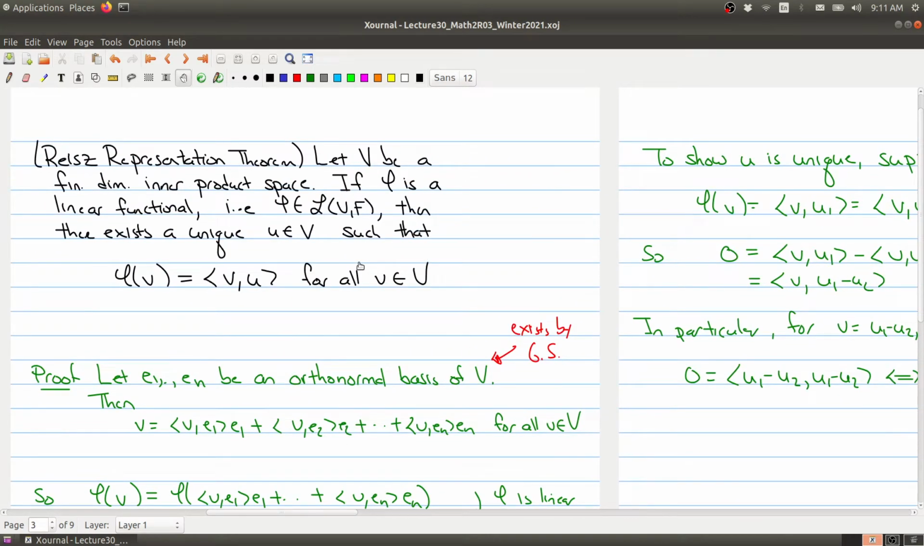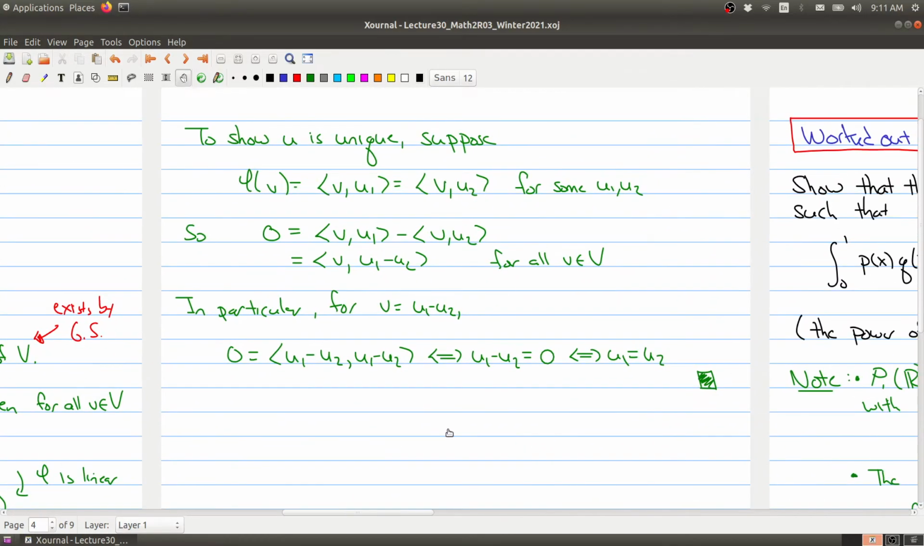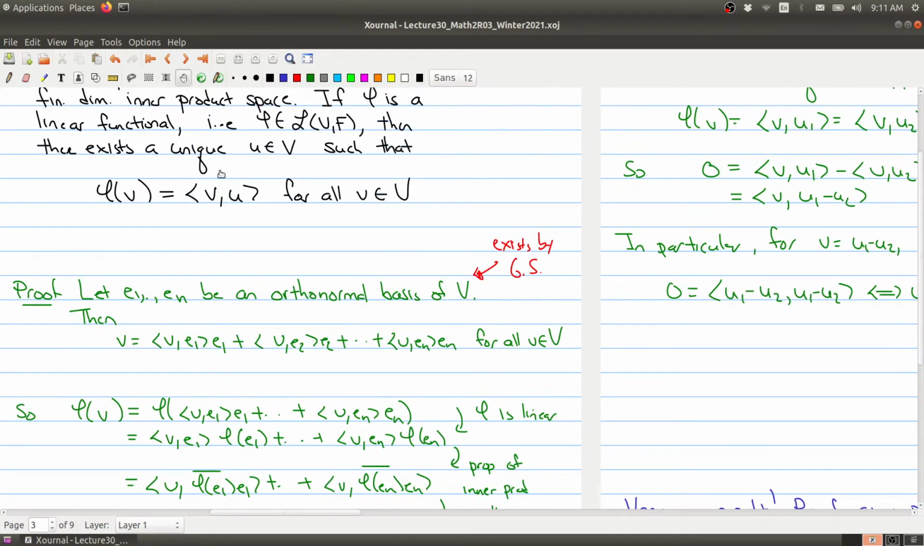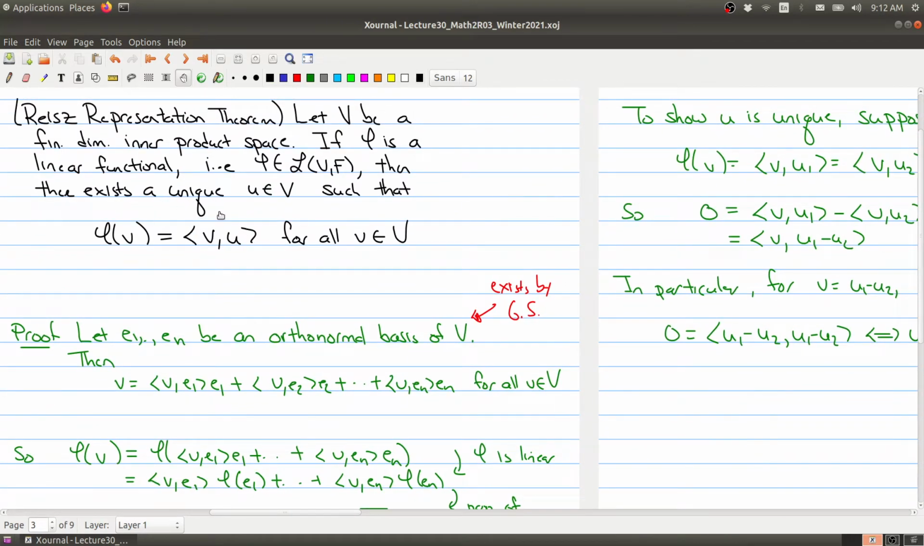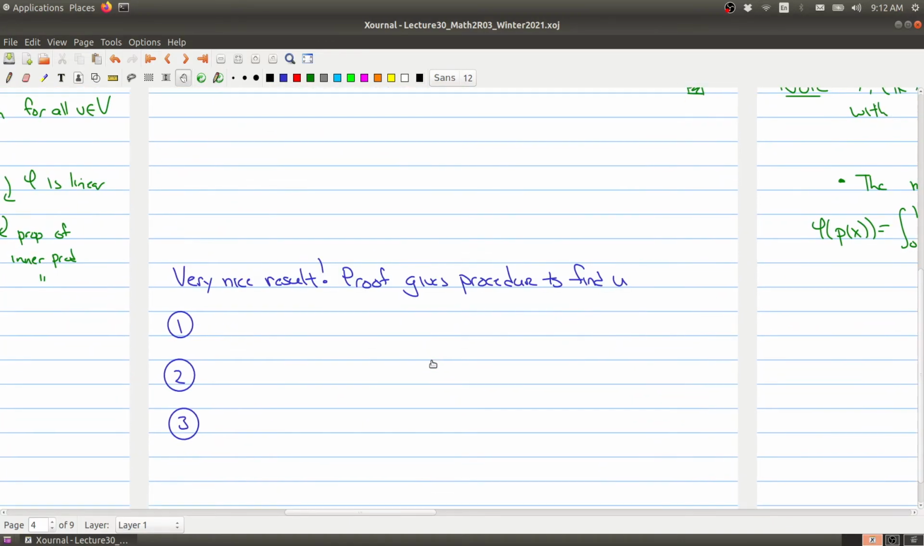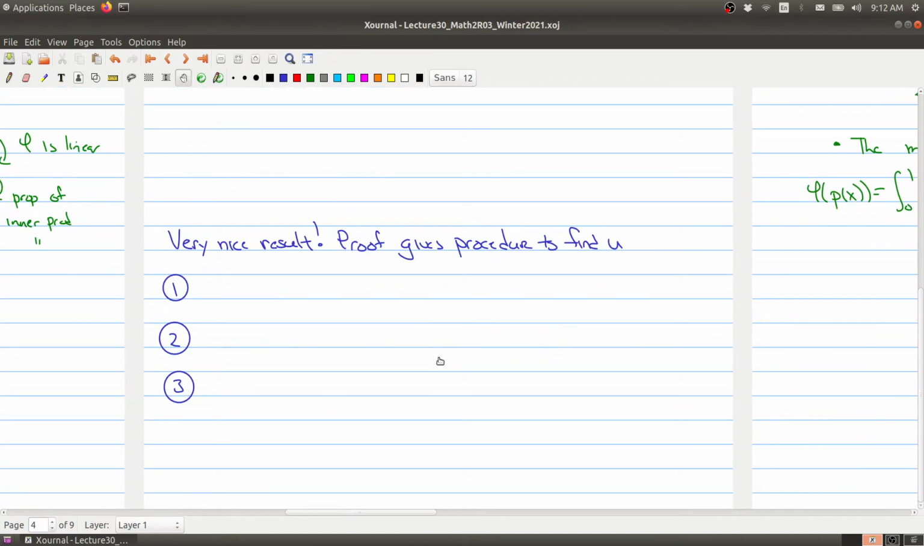Okay, so first of all, it's kind of nice saying that any linear map from V to F can be represented as inner product with a fixed U. And what I think is very nice about this result is that, let's go back to it. It says there exists a unique. Now, it's a uniqueness result. Sometimes these proofs show that such a thing exists, but you have no idea how to find this element. But what I like about this proof is that the proof actually gives you a procedure to find this U.